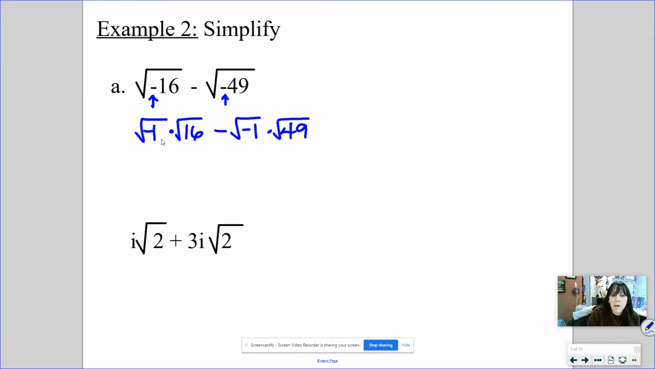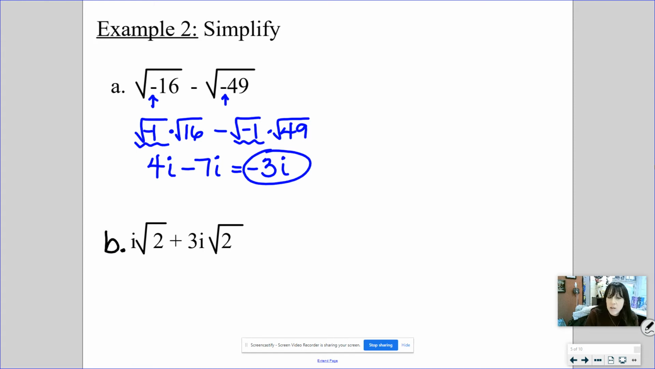So the square root of -1 is I, and the square root of 16 is 4. So 4I is what that would be as an imaginary number. And then for the second radical, we have an I, and then the square root of 49 is 7, so 7I. Now, when you look again, these are now like terms because they both have an I. So you would subtract the coefficients. So your answer is -3I for that question.